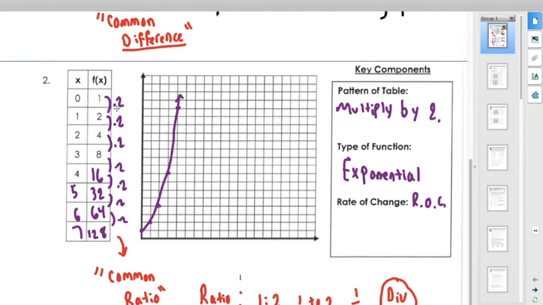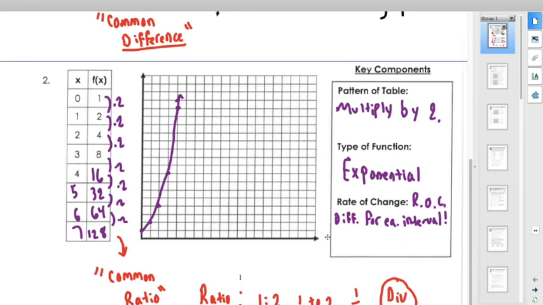Well, we can't really pinpoint what is the exact rate of change. It's different for each interval. From here, we're going from 1 to 2, from 2 to 4, from 4 to 8, from 8 to 16. It's not constant. It's not a constant rate of change. It is different for each interval.